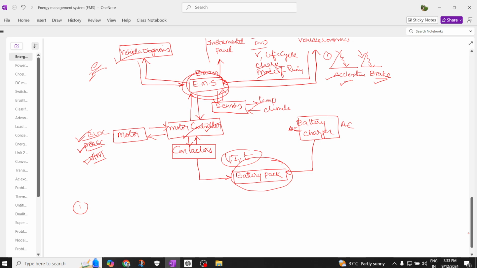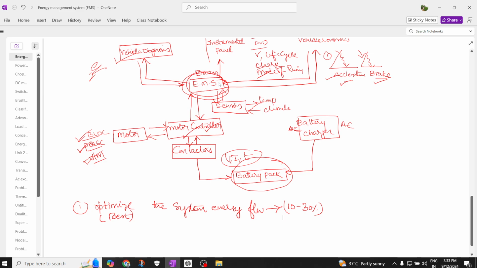The first function of the energy management system is to optimize the energy flow. What is meant by optimization? It means best. It has to perform best. It optimizes the system energy flow. Due to this optimization of system energy flow, we are going to increase the life of the battery by 10 to 30 percent.